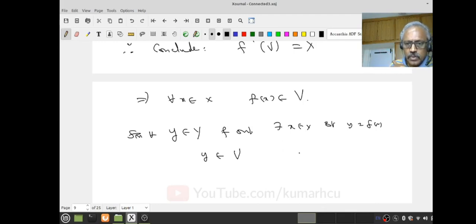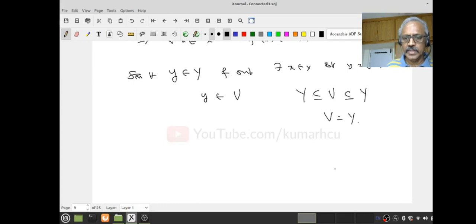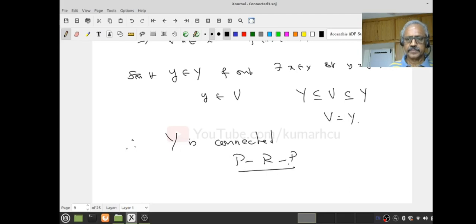What does it show? It shows that Y is a subset of V, since V is a subset of Y, we conclude V equals Y. So what have you concluded? Therefore, Y is connected. Pause, review, proceed. Please go through the proof quickly.